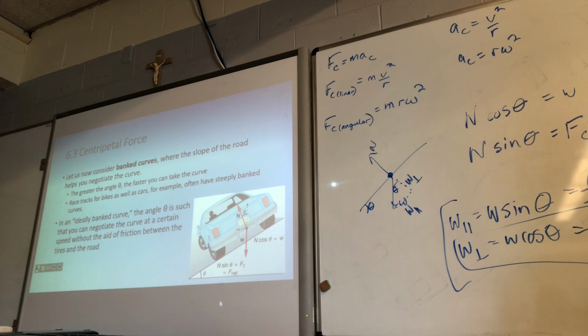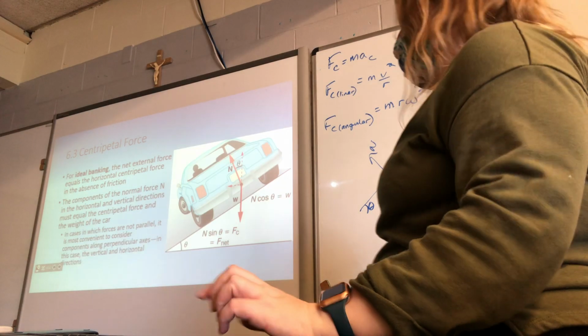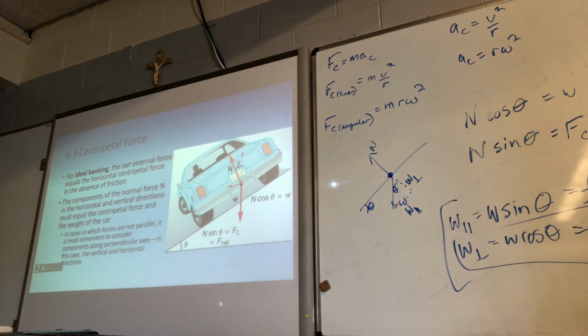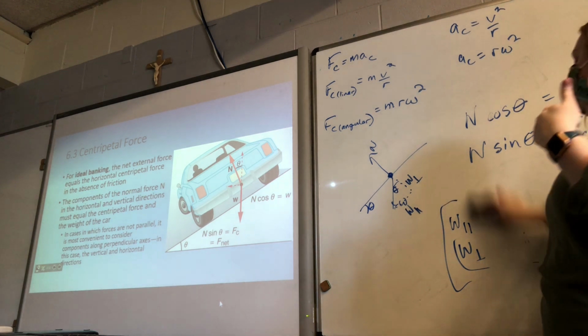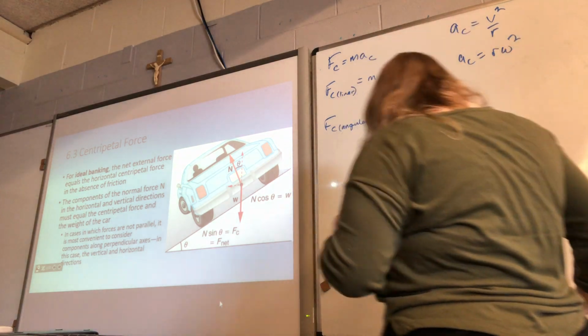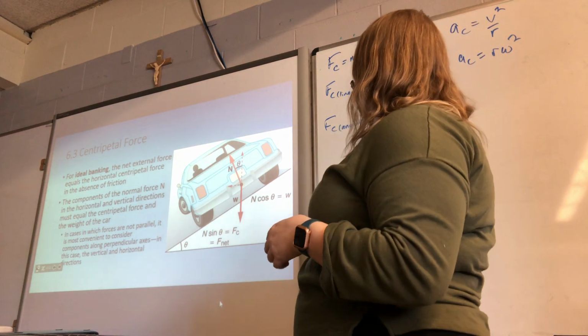Doing great, guys. Okay, next thing we want to talk about is ideal banking. What happens when we have the ideal situation is that the force of friction, the external force, is going to equal whatever the centripetal force is. So in other words, in an ideal banking situation, FC equals F net, which is the assumption we've made here.